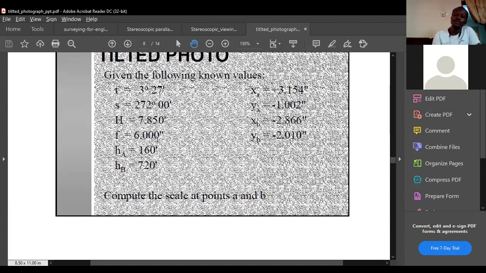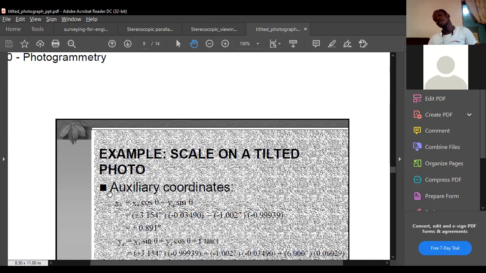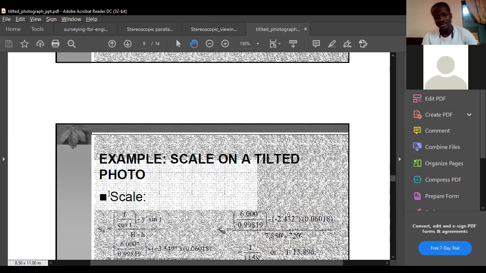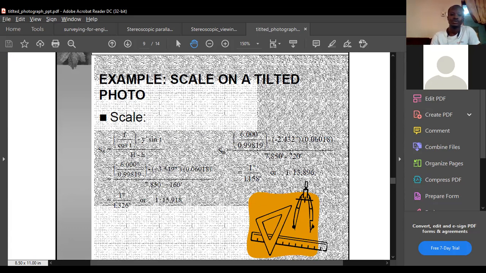For tilted photographs, there are more calculations, but I just want you to know this one, the scale. If you can calculate scale, basically convert from one system to the other. I'm not even saying it's coming in the next exam. A lot of students say, tell us what is coming. I don't even know where that's from. The only way you know what is coming is to look at the past questions.